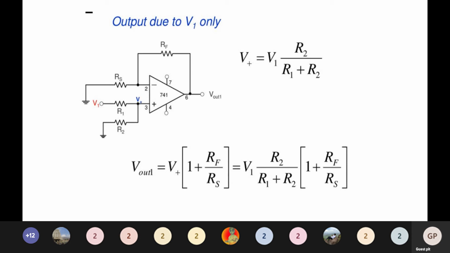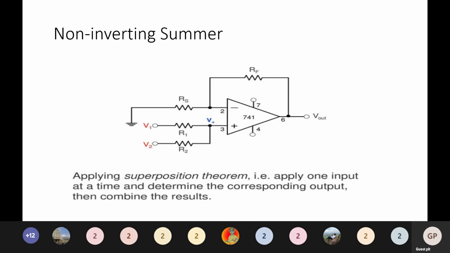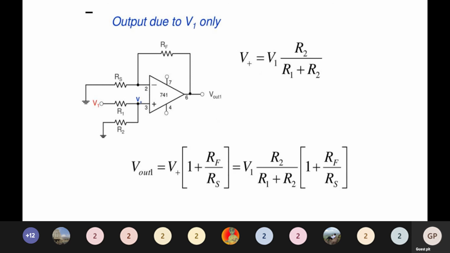Now, how do we find the output expression? The output expression for this non-inverting summer is found through the superposition theorem, considering one input at a time. We have two inputs, so let me consider one input at a time. If I consider V1, then as per the superposition theorem, when you consider one input, the other input should be grounded.